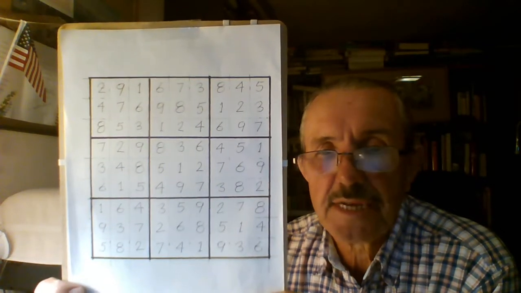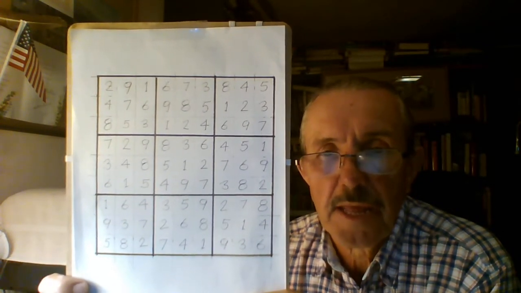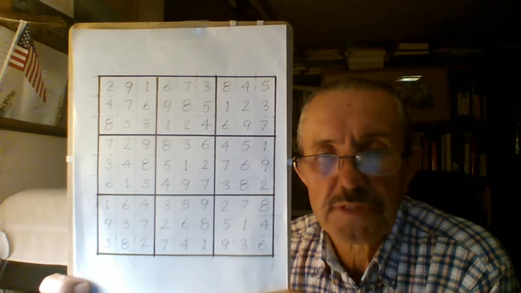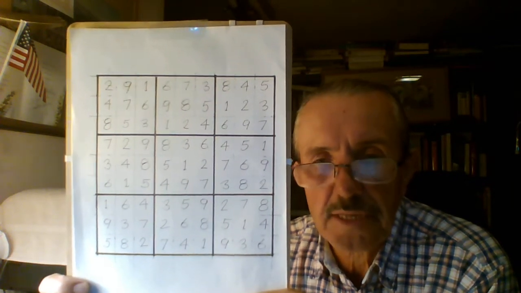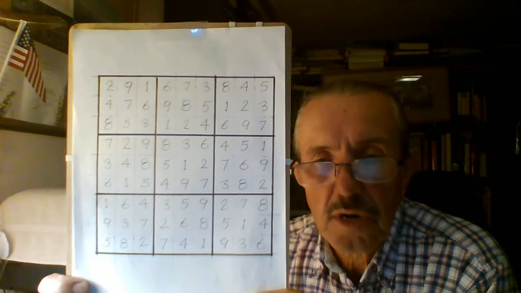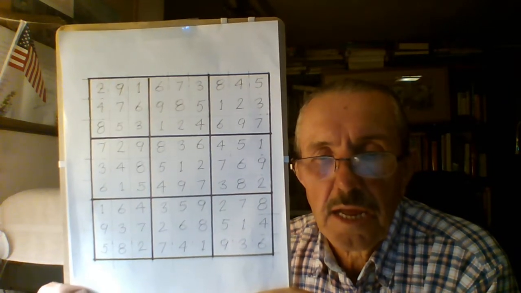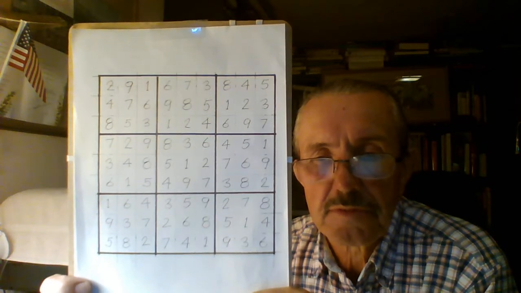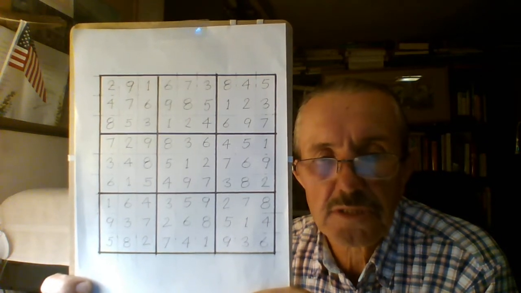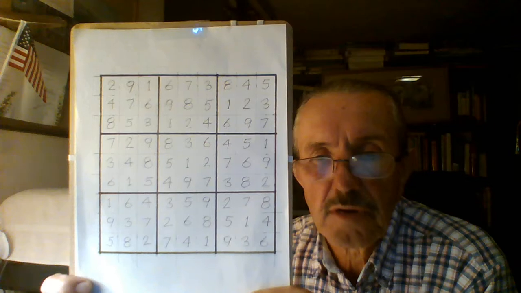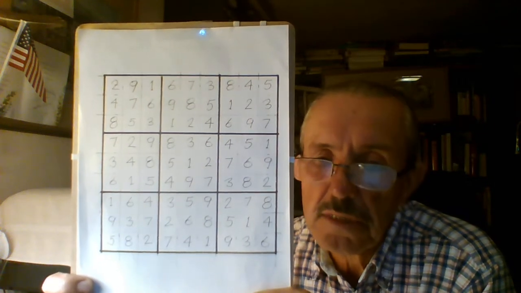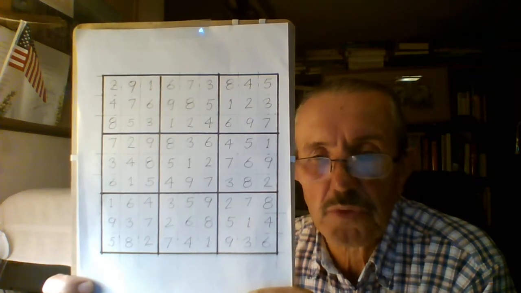Every square has numbers from 1 to 9. Every column has numbers from 1 to 9. Every row has numbers from 1 to 9. This may seem too complicated, but not if you follow the rules which I would like to show you. Let's go.